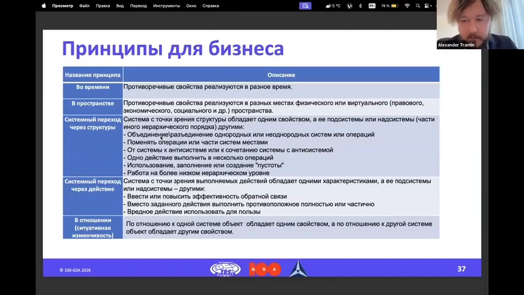And there are 5 methods for business, and beyond the classic ones such as time and space, we have additional methods for business. And this is the systemic transition through structures and systemic transition through action. It is also a very long work because they are very similar. However, their nature differs.